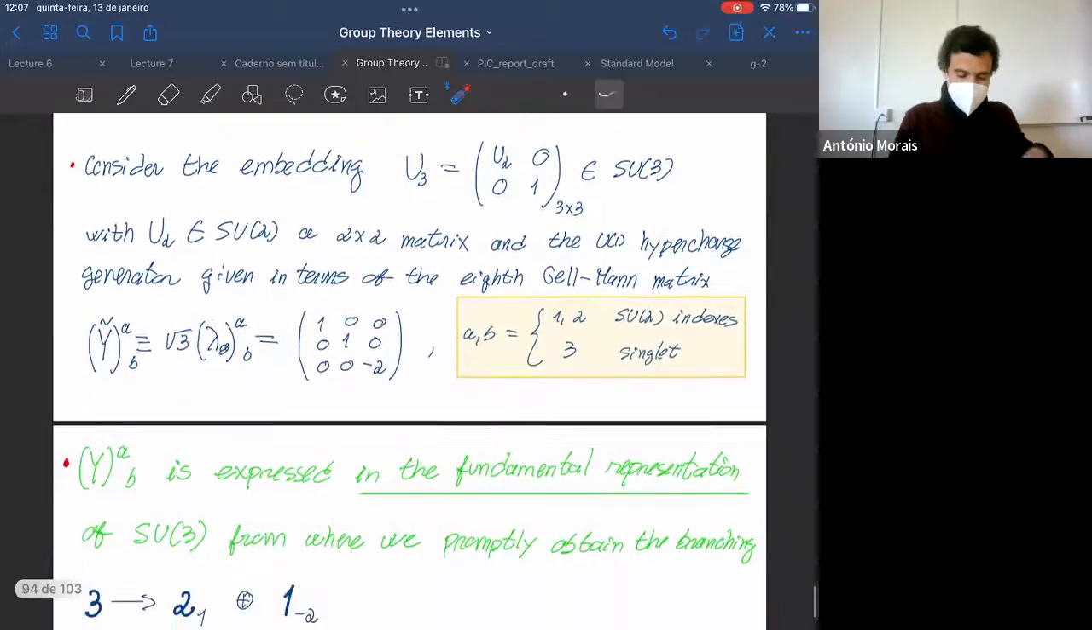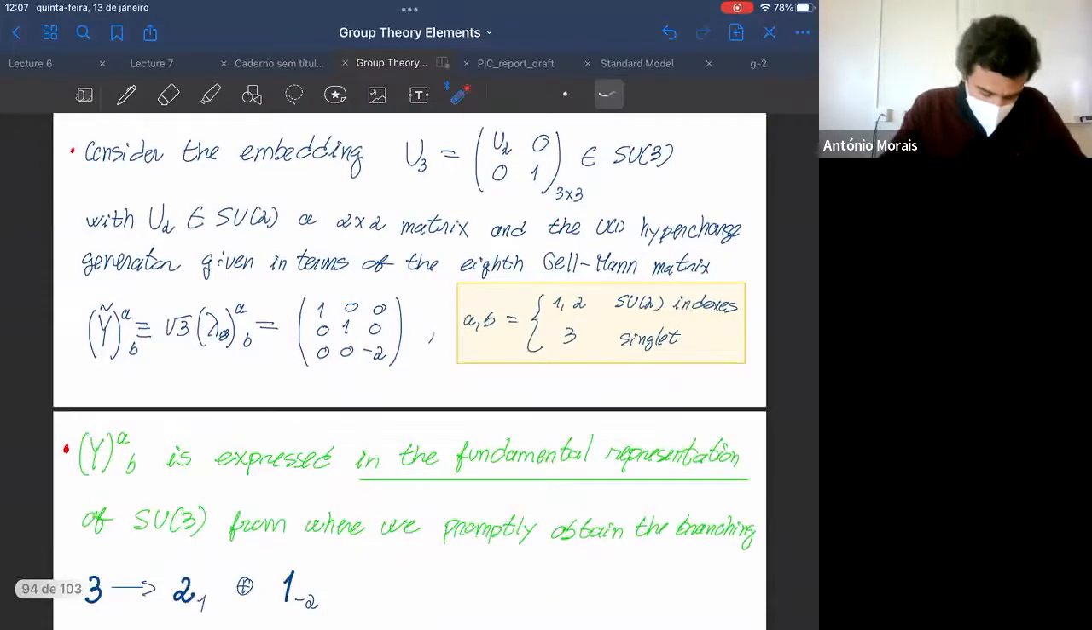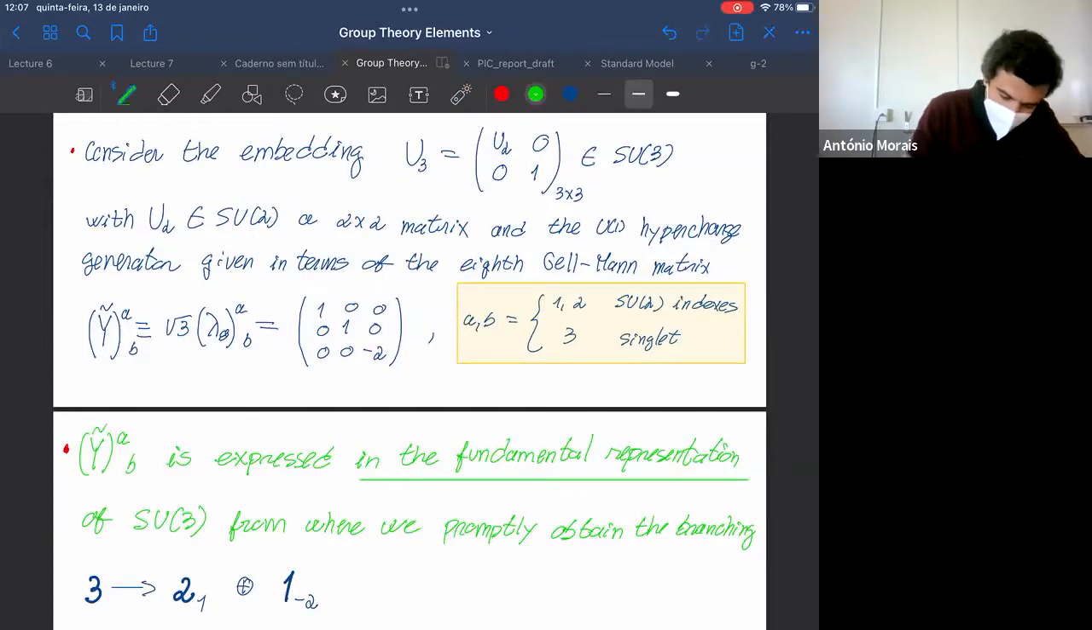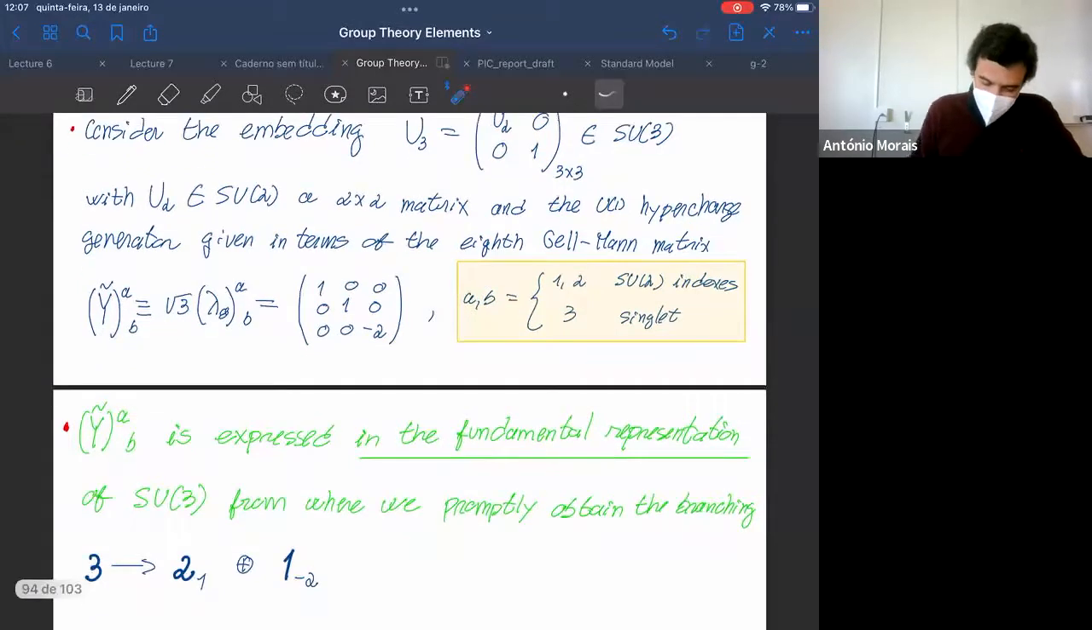So see this YAB matrix here, and there should be a tilde here to be consistent with the notation. This is expressed in the fundamental representation, as we have discussed in the beginning. So we can promptly get the branching of the fundamental representation of SU3. This is the one that you just do by eye here. And from this one, you do the rest.